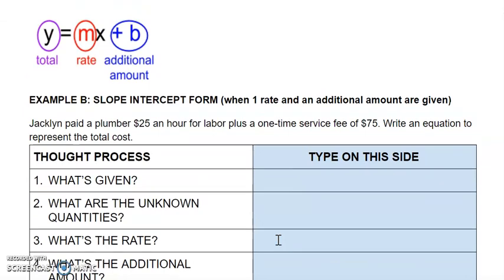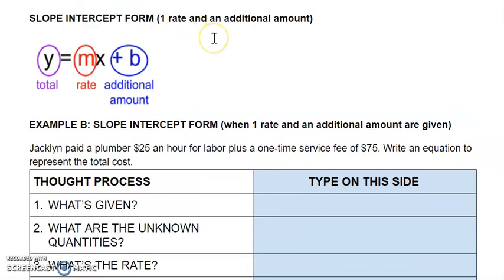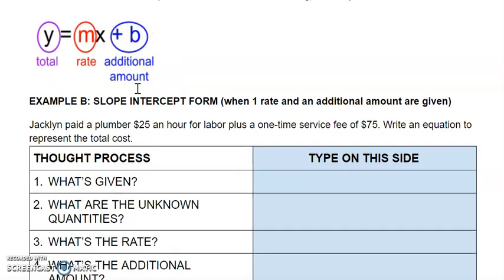All right, let's look at slope-intercept form. This is when you get one rate and an additional or starting amount. You might want to add that to your notes: starting amount. This is the y equals mx plus b form. Y is our total, m is the rate, and b is our additional amount.